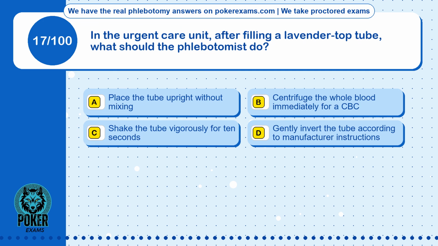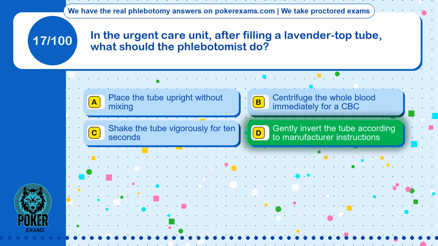Question 17. In the urgent care unit, after filling a lavender top tube, what should the phlebotomist do? Option A, place the tube upright without mixing. Option B, centrifuge the whole blood immediately for a CBC. Option C, shake the tube vigorously for 10 seconds. Option D, gently invert the tube according to manufacturer instructions. The correct answer is option D.